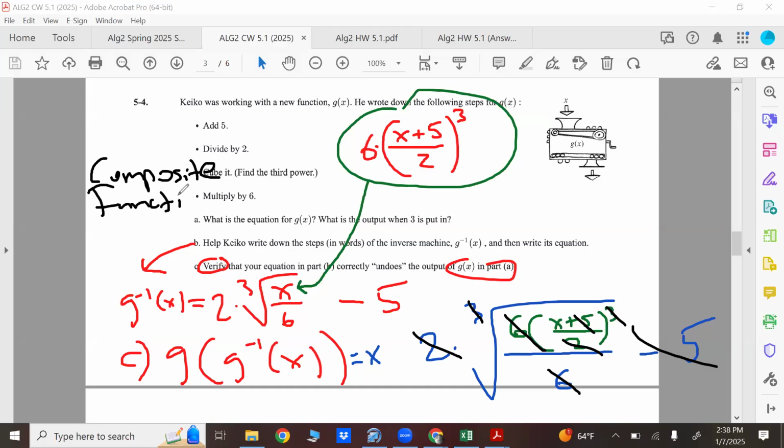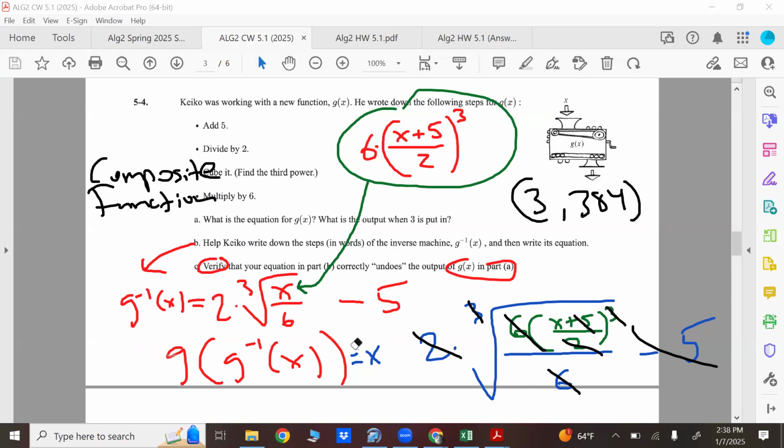So that's how you verify it. You can also plug in numbers. You can plug in like 1 and get an output and reverse it. That could work. Well, actually, for example, let's do this really. What do we get when we plug in 3? We got 384, right? So what if I plug in 384?